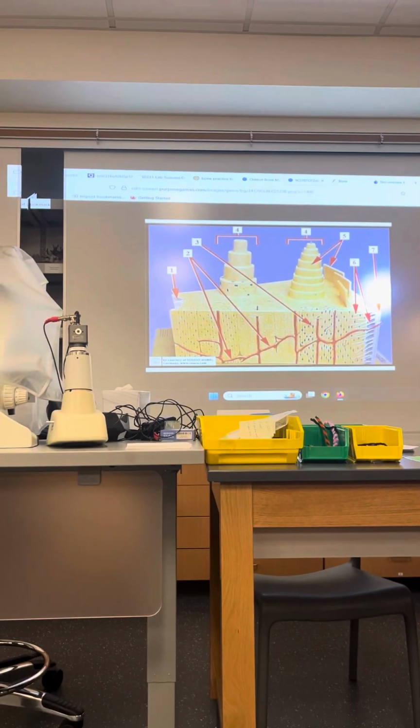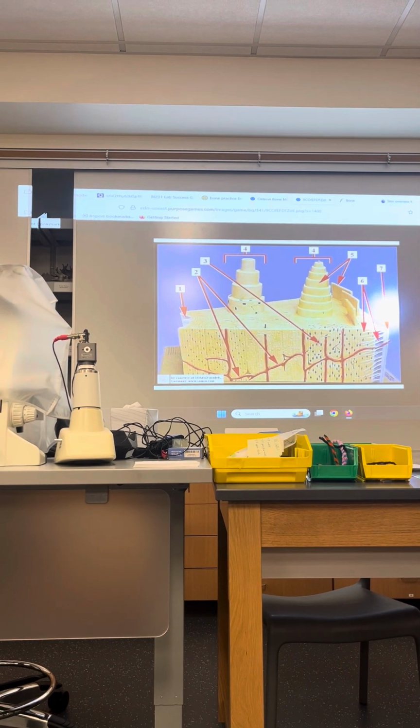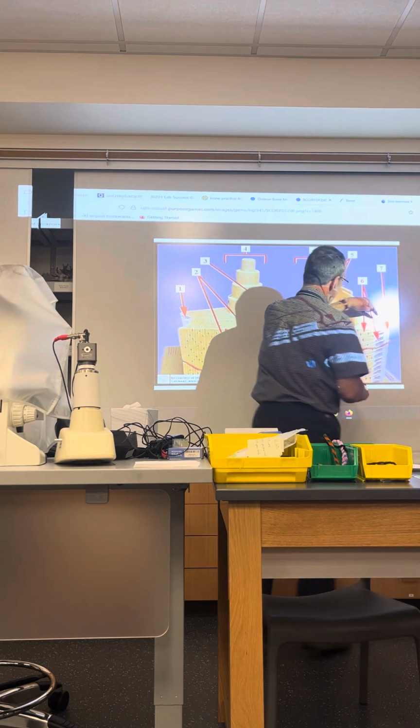Where the outside of the bone would be. On which side of my screen is the very outside that you would touch on a bone? 7. Okay, good, 7. What do you call the layer on the outside of a bone? Compact bone. Well, that's the type of bone. This is compact, but just that outer layer.